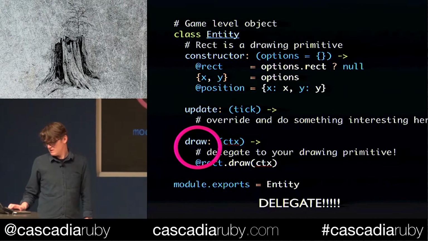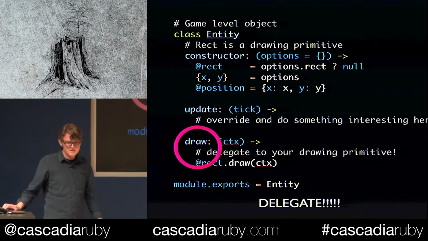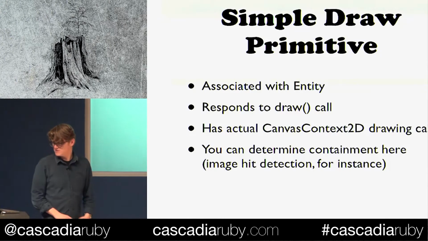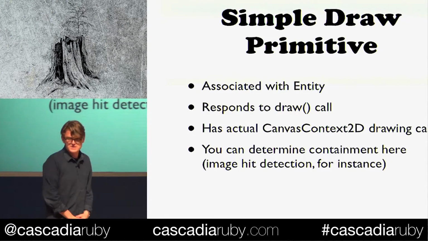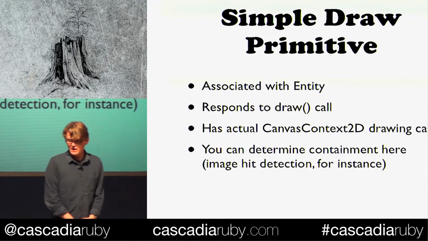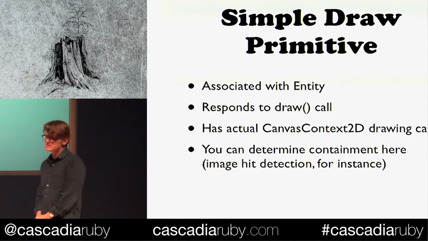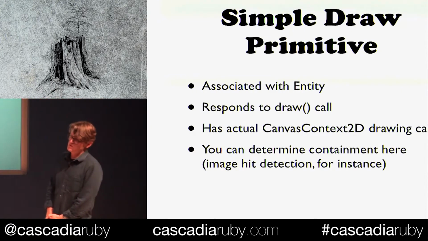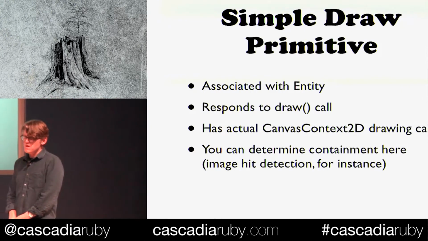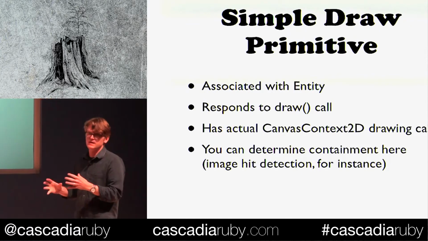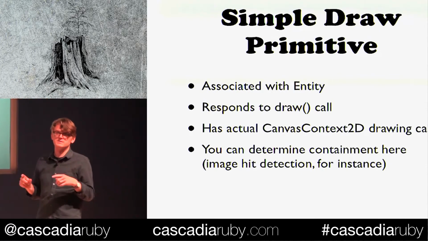Right there, delegate. I should actually be using the slides as I'm talking about the things that are on them instead of doing them out of order. So the simple draw primitive that we're going to talk about is our rect, and this is associated with an entity. What this does is respond to the draw call and actually make the canvas context 2D drawing call. So this will take a context, and it will say, OK, I'm a rect.